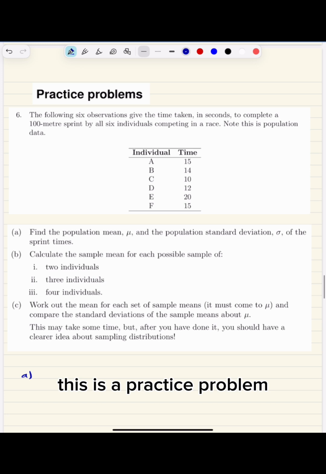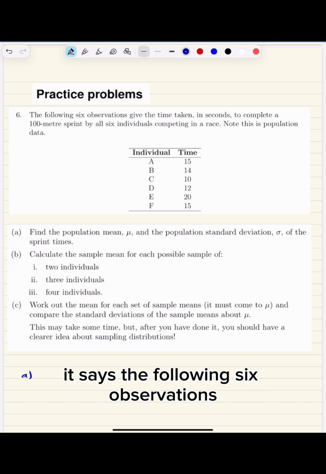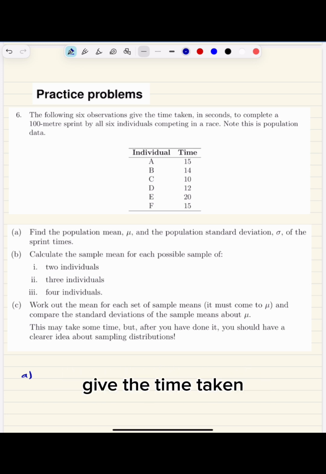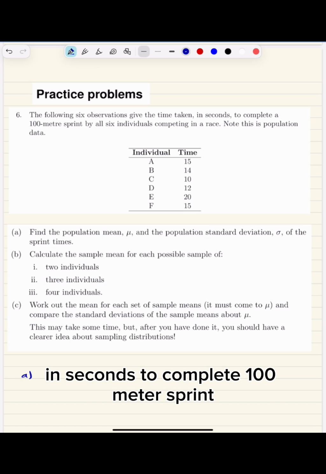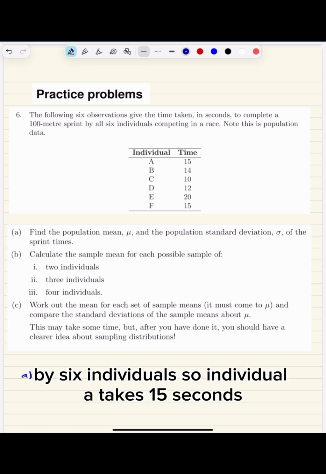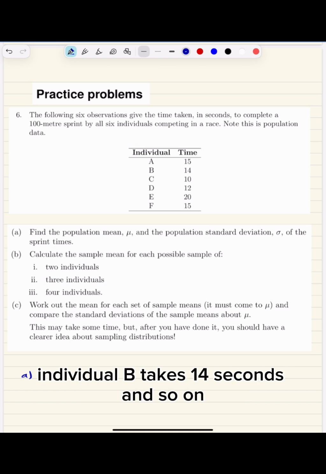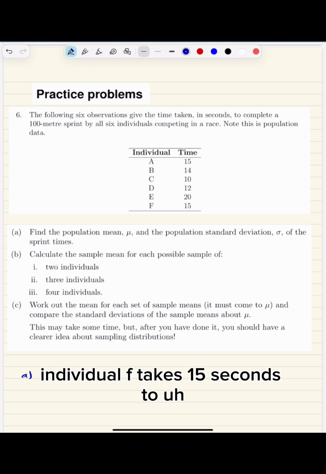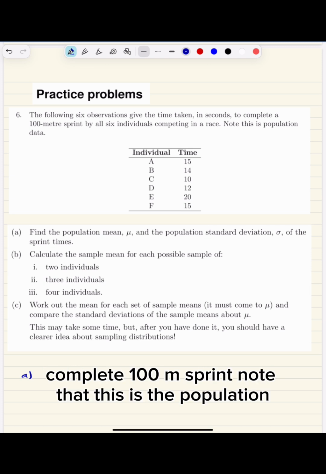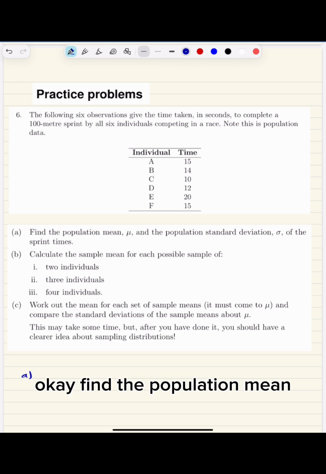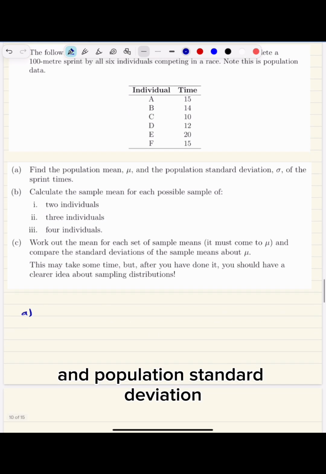This is a practice problem. It says the following 6 observations give the time taken in seconds to complete a 100-meter sprint by 6 individuals. Individual A takes 15 seconds, individual B takes 14 seconds, and so on. Individual F takes 15 seconds to complete a 100-meter sprint. Note that this is the population. Find the population mean and population standard deviation.